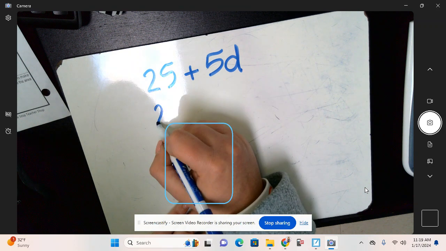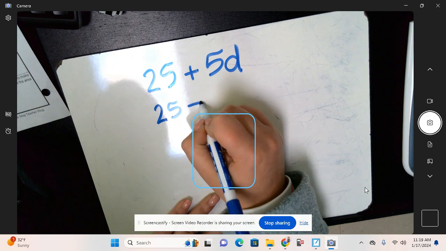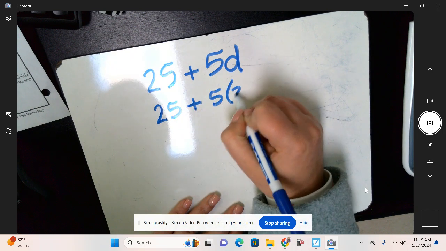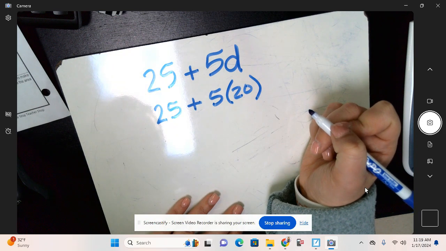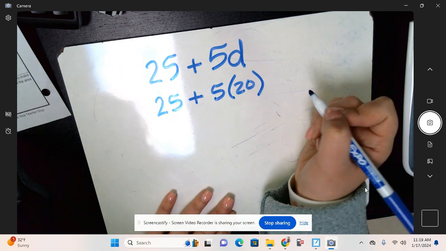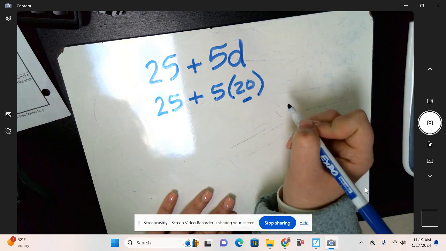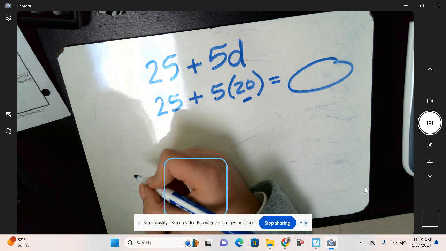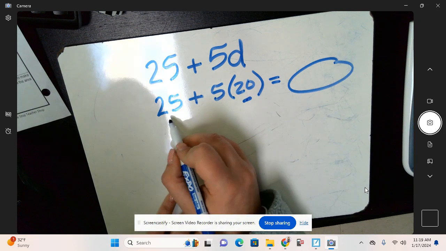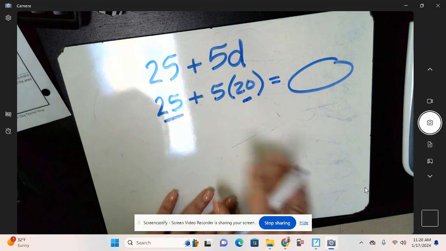So if I have 25 plus 5 times 20, okay, we could plug this in. This 20 represents day 20. I would plug this in. It would give me my answer of how many cards he has now. Because he started with 25. We can't forget that he started with 25.